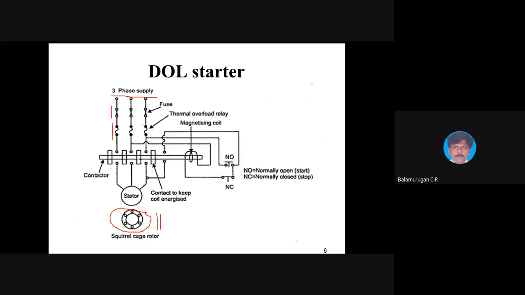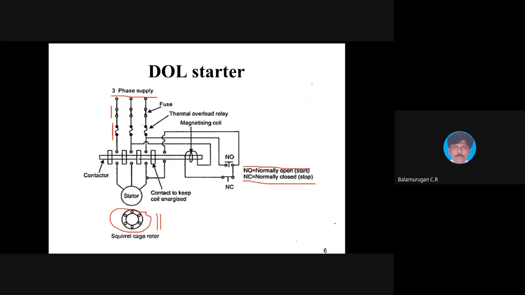With the magnetizing coil we have two contacts: a normally closed contact and a normally open contact. The normally closed contact we call the stop button, and the normally open contact we call the start button. In the starter we have two colors: a green button and a red button. The green button is the start button, and the red push button is the stop. This is the external arrangement.